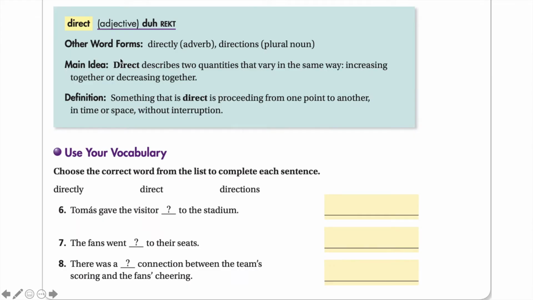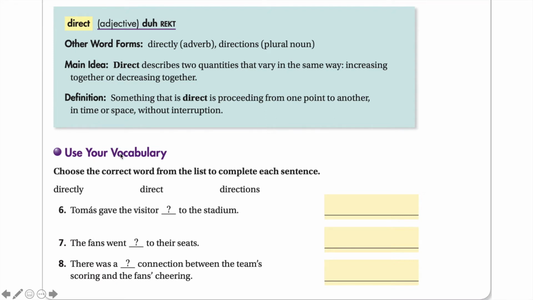So let's talk about the second portion of the vocabulary section. We're going to be talking about the word direct. Other forms of this word might be the adverb version, directly, or the plural noun, directions. The main idea is that direct describes two quantities that vary in the same way, increasing together or decreasing together. Definition: something that is direct is proceeding from one point to another in time or space without interruption.